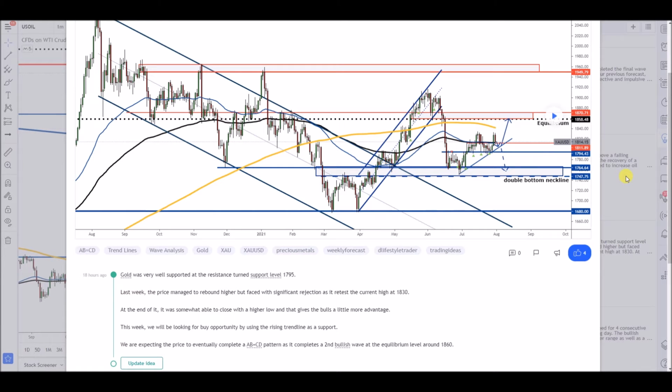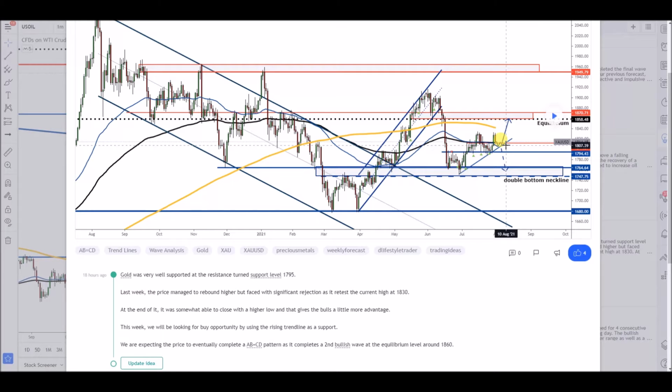Alright, next we have the gold. So gold was very well supported at the resistance turn support level at 1795, and last week the price managed to rebound higher but faced a significant rejection as it retested the current high at 1830. So at the end of it, it was somewhat able to close with a higher low, and that gives the bulls a little bit more advantage.